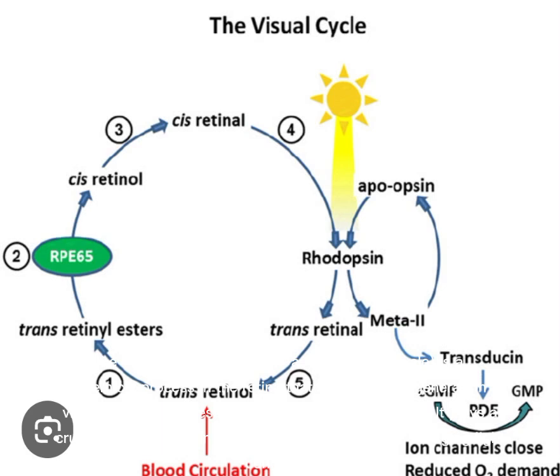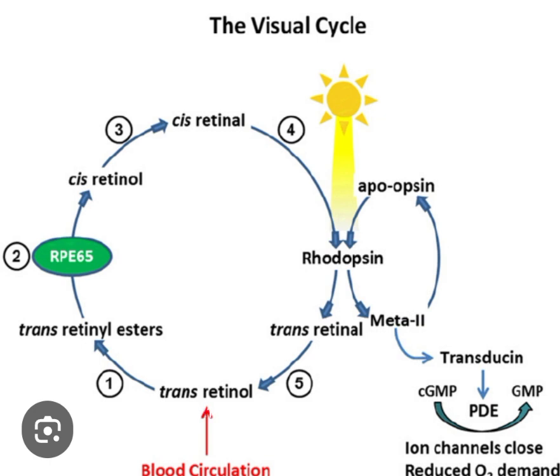The visual cycle, also known as the retinoid cycle, is a biochemical process in the retina that enables the regeneration of visual pigments necessary for photoreceptor function. It plays a crucial role in maintaining vision, particularly under changing light conditions. Steps in the visual cycle.